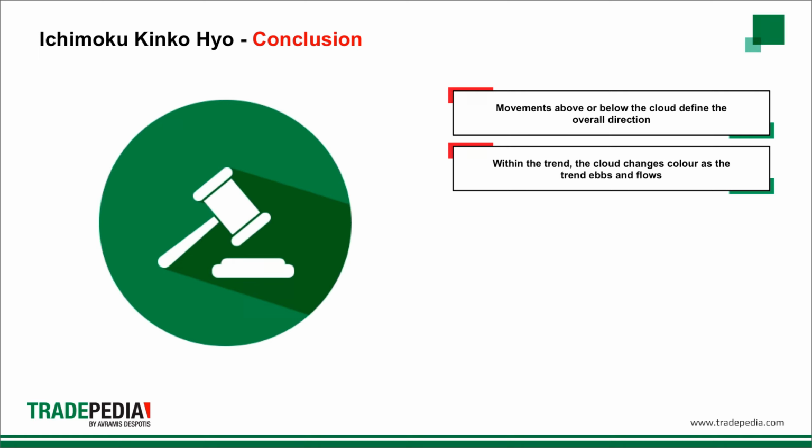So that's just the Kumo itself. The other thing that you can look at is the crossover of the Tenkan-sen and Kijun-sen.